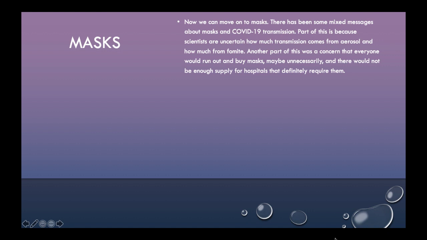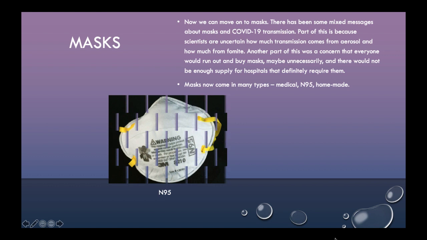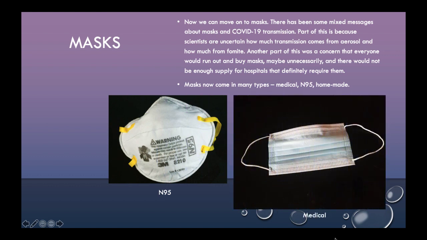There's been some mixed messages about masks and COVID-19 transmission. Part of this is because scientists are uncertain how much transmission comes from aerosol and how much from fomite. Another part of this was a concern that everyone would run out and buy masks, maybe unnecessarily, and there would not be enough supply for hospitals that definitely require them. Masks come in many types now: medical, N95, homemade.